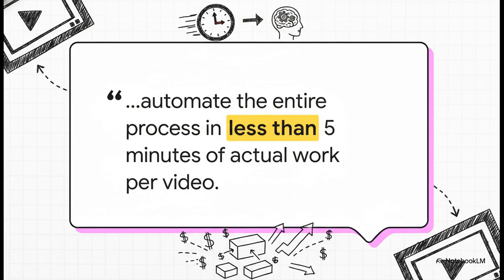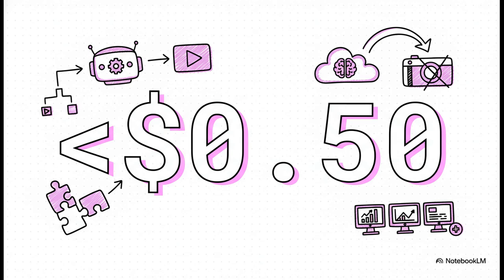Now, just to put that into perspective, a lot of creators spend over 20 hours on a single video. This system promises to shrink all that effort down to less than 5 minutes of your actual time. And if you're thinking, okay, that kind of automation has to cost a fortune, well, think again. The price to run this whole thing is just as shocking. We're talking less than 50 cents per video. I mean, that's a potential game changer for who can even get in on creating content.